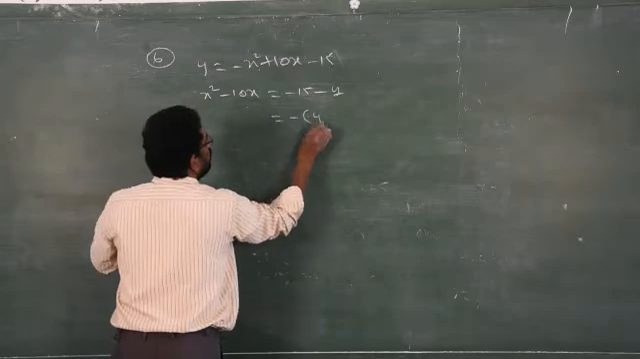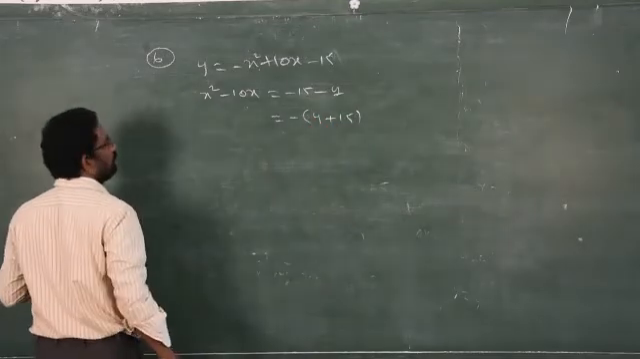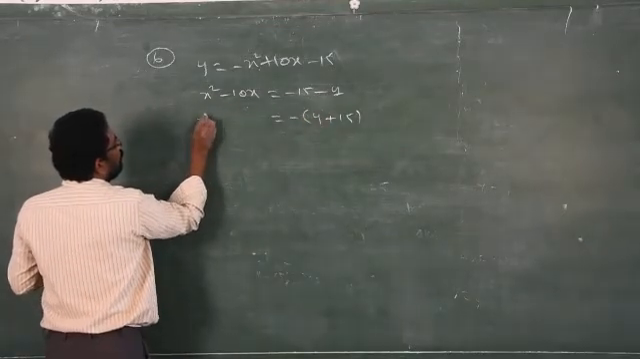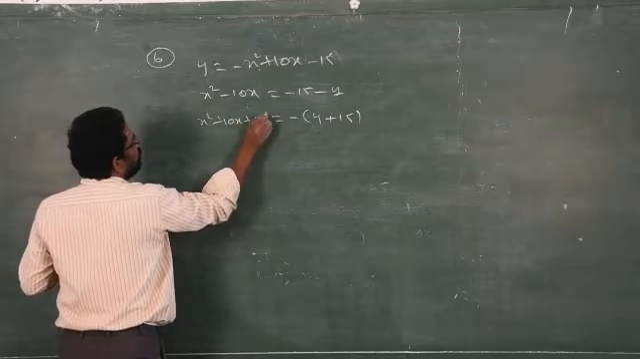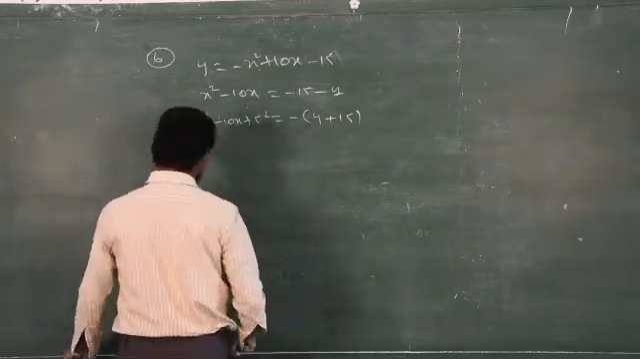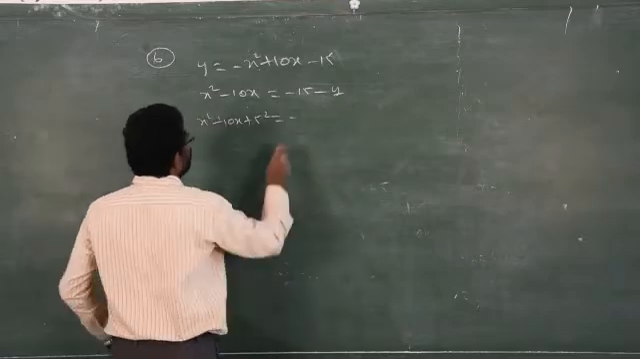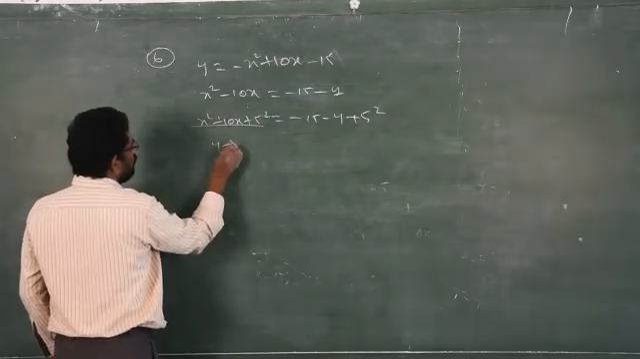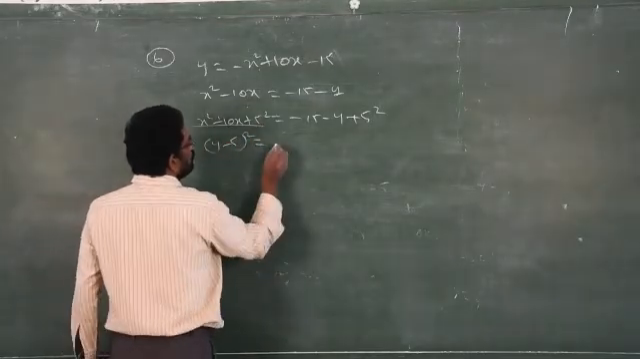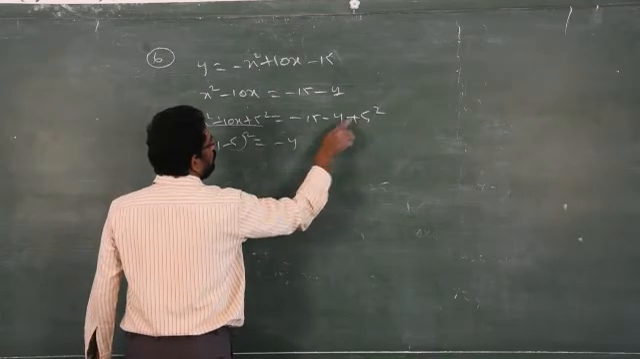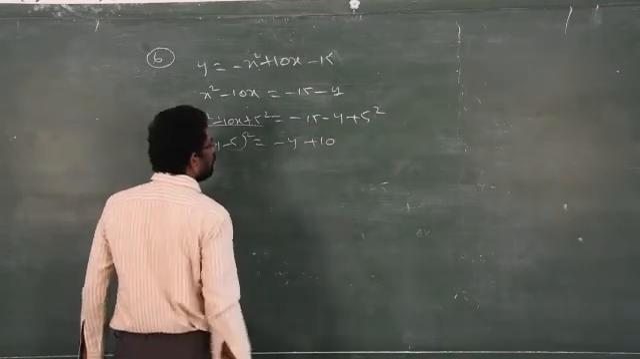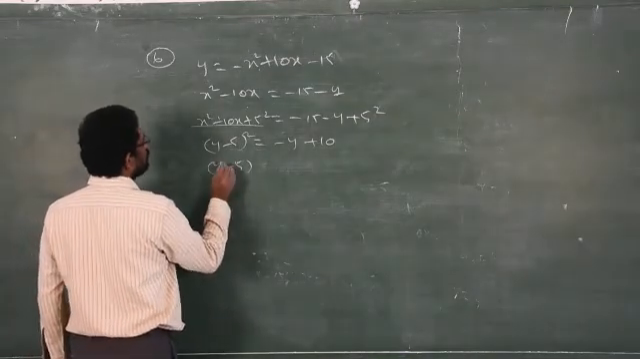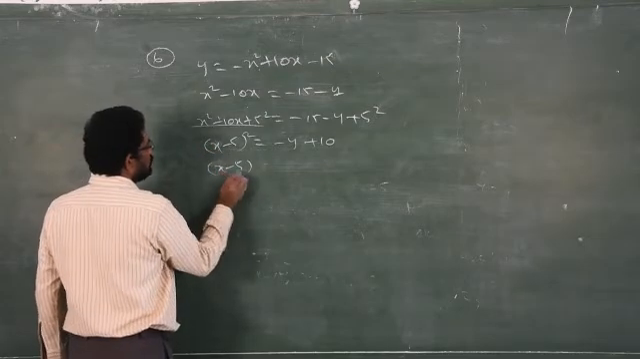You take minus outside, you will get, clear? When you take minus outside, y plus 15 equals x square minus 10x plus 5 square. To balance the equation, you have to add 5 square there also. So this will become x minus 5 the whole square is equal to, so minus y plus 25 minus 15. What will be the answer? 25 plus minus 15 is 10. X minus 5 the whole square.